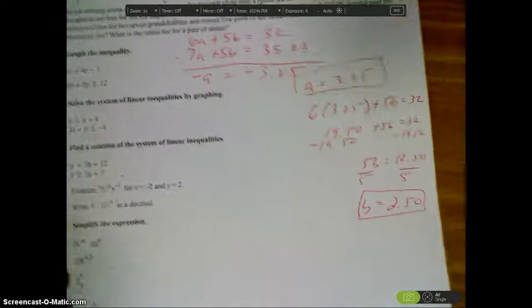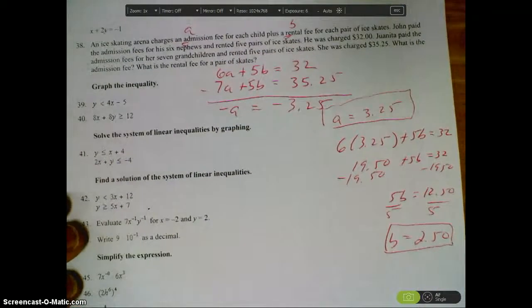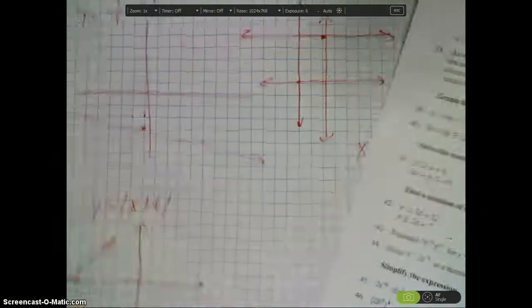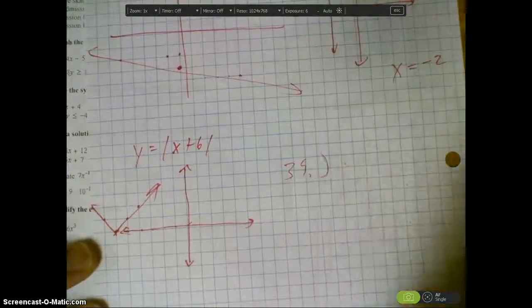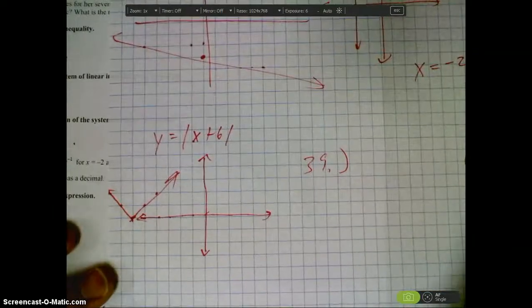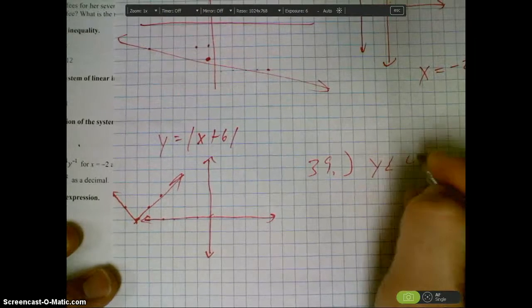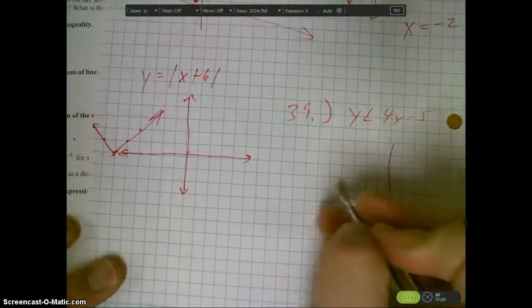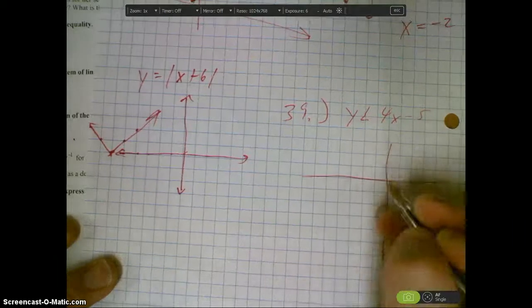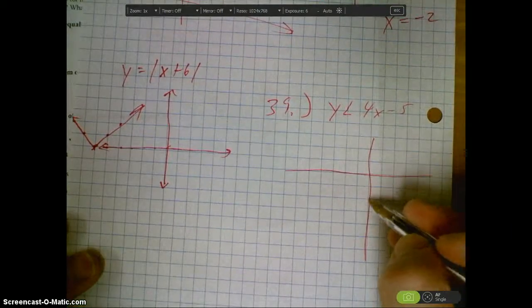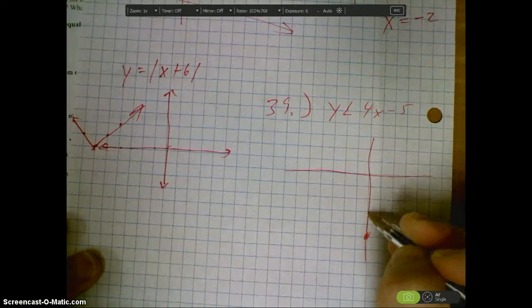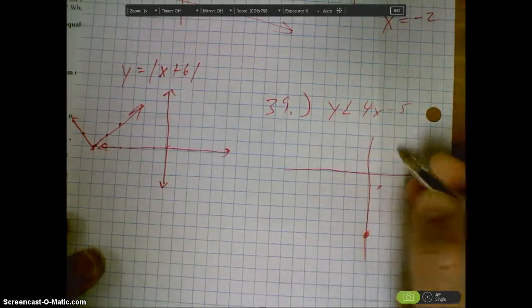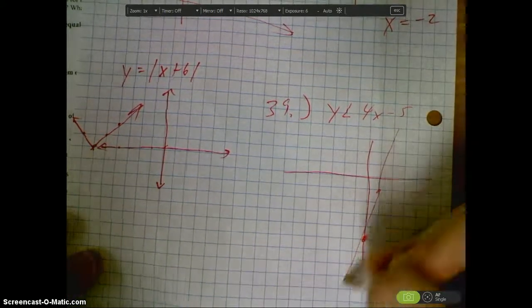All right. 39. Graph the inequality. Back to the graph paper. 39 is y is less than 4x minus 5. So I'm going to graph 4x minus 5. I start with my t, 1, 2, 3, 4, 5. Negative 5 is my y-intercept. The slope is positive 4. 1, 2, 3, 4 over 1. So there is my line.